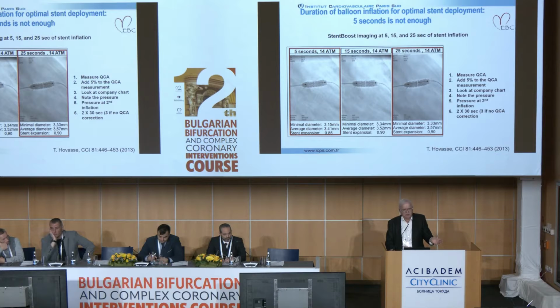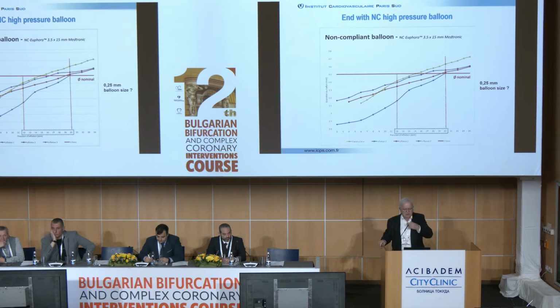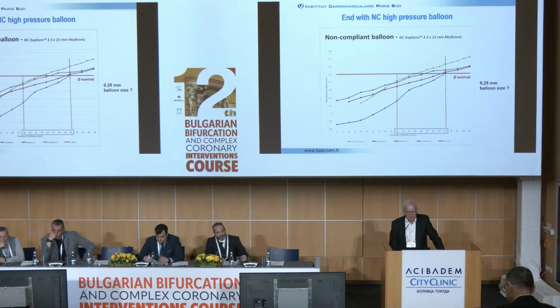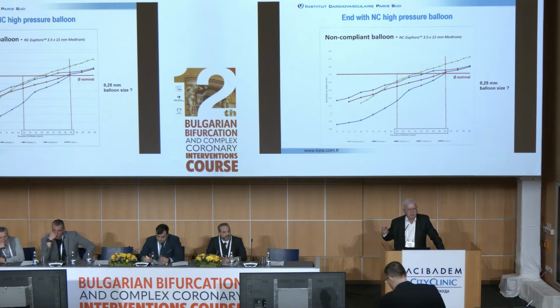When the QCA is corrected, it is enough. When it's not, you can inflate a third time. Always the same pressure. Don't go to very high pressure. And this is the curve of a non-compliant balloon. And you can see that even in the clear blue here, even at a nominal pressure given by the company, it's very difficult to go over the diameter of the nominal.